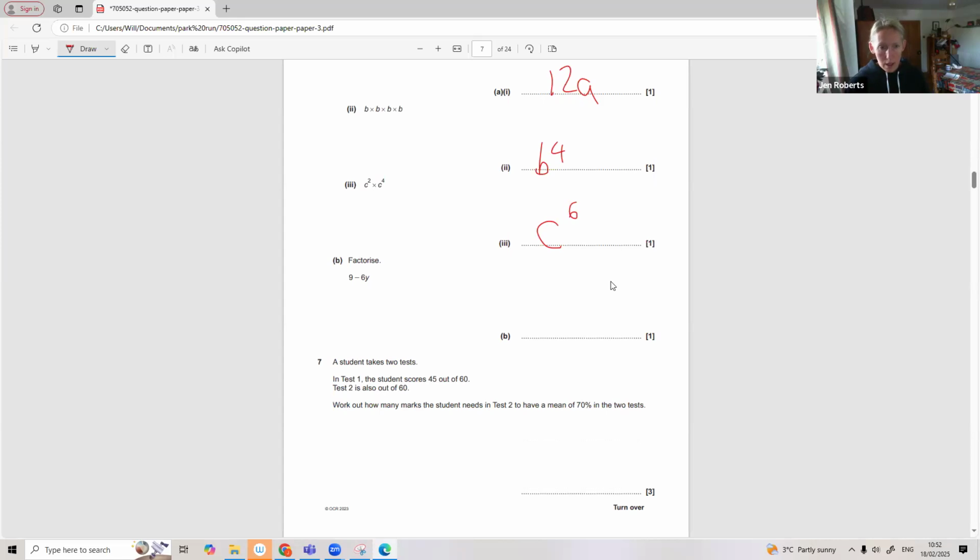Factorise. We need a common factor of 9 and 6. So factorise means put back into a bracket. I know it's going to be a single bracket. What's the highest common factor of 9 and 6? It is 3. What do you multiply 3 by to get 9? It's 3. What do you multiply 3 by to get 6y? 2y. So you should have 3 bracket 3 minus 2y.